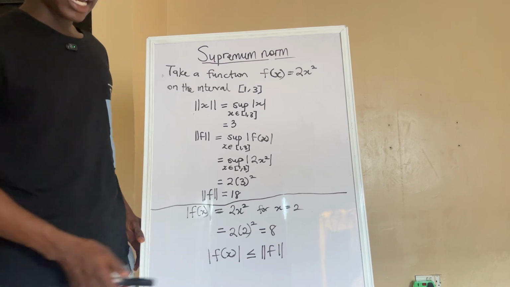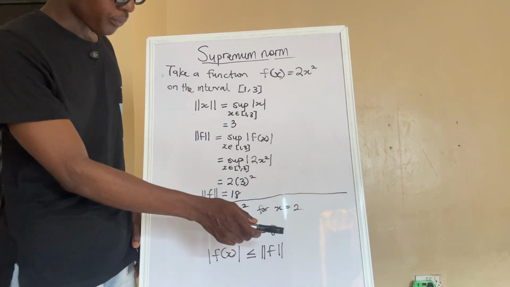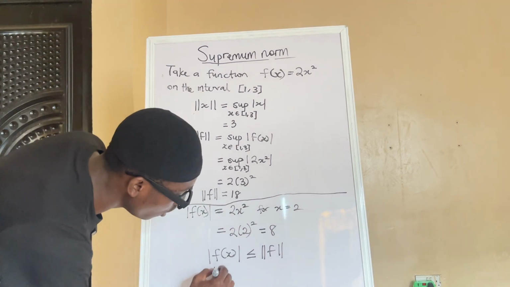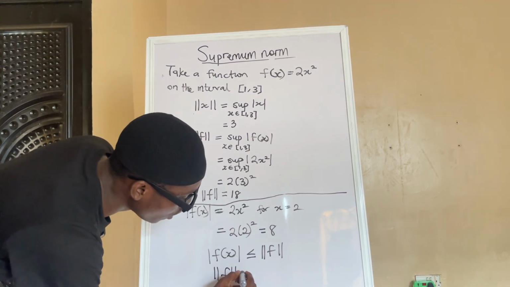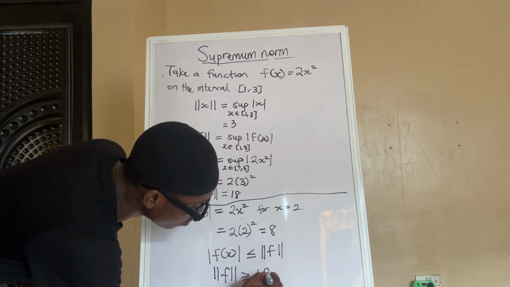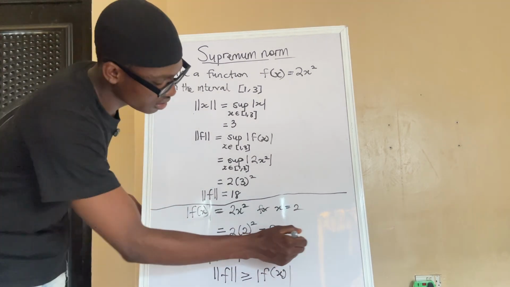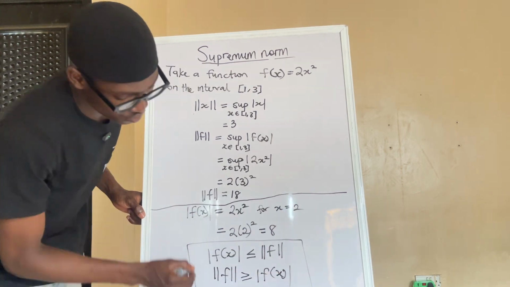So this can be either less than or equal to the norm, since we have defined the norm to be the supremum, which also means that the norm is always greater than or equal to the absolute value of f of x. So yeah, this here is what we need exactly.